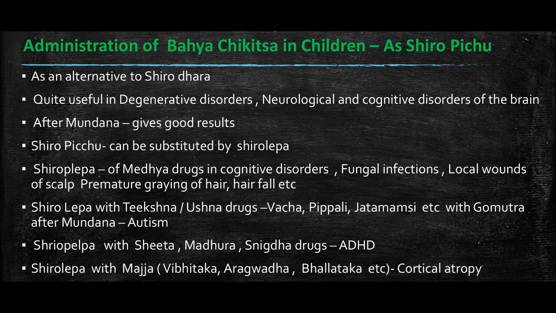Shiro Lepa with the Majja of different drugs, may take Vibhitaka, Aragvadha, Bhallataka Majja. This may be quite useful in those disorders where there is cortical atrophy, especially we used to practice this. Sometimes we give the Majja preparation through the Basti also, or sometimes orally, and sometimes even the Lepa of the same is applied, because Majja Majjena Vardhate, that is the principle. In cortical atrophy like conditions, we used to give this one.